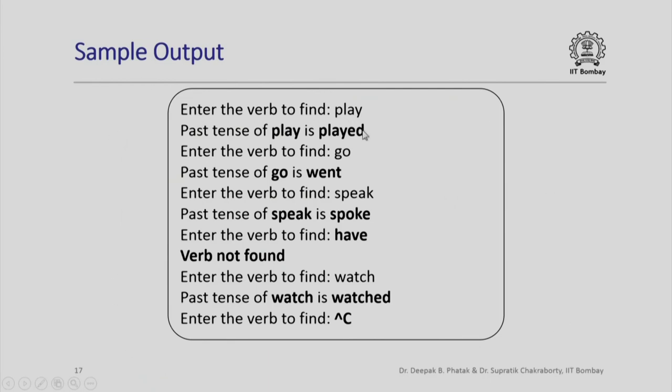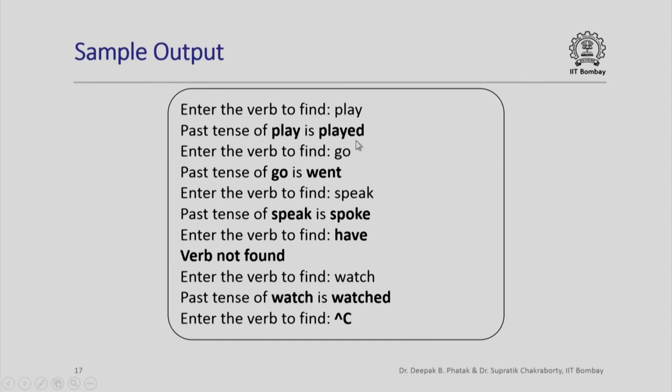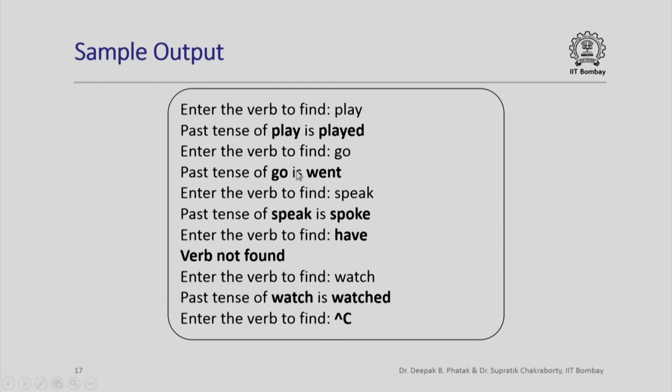Here we have highlighted the verb and the past tense of the verb using boldface. In reality, when you run the program on your console output, everything is going to appear in the same font. So, if you enter play, then play is going to be found in the list of regular verbs. Remember, we had initialized the list of regular verbs with play and watch. So, play is going to be found there, and it will say past tense of play is played. If I enter go, then because go was already used to initialize go, and went was already used to initialize the array of irregular verbs, it will find it in the array of irregular verbs, and it will say past tense of go is went. Similarly, past tense of speak is spoke.